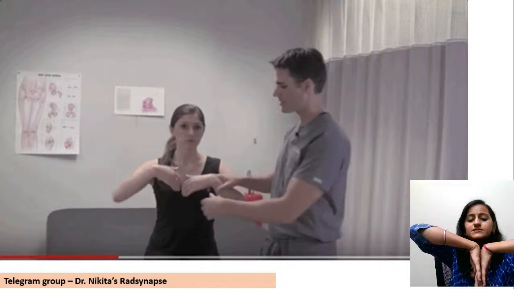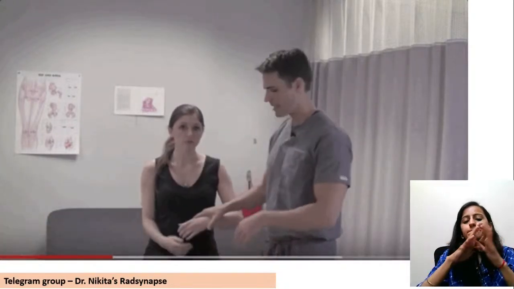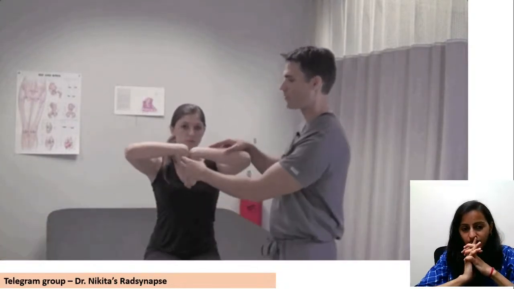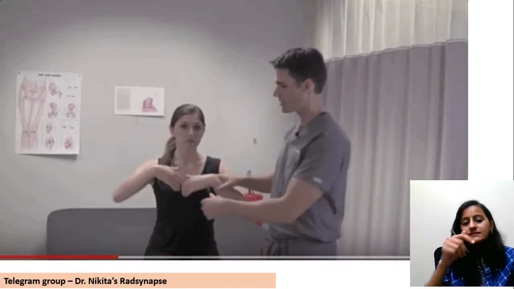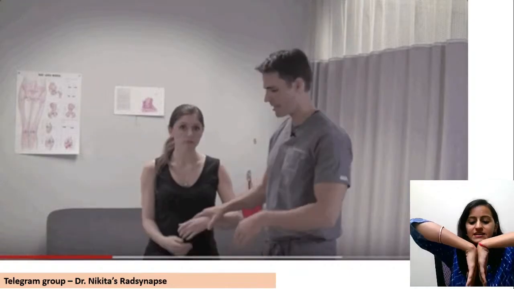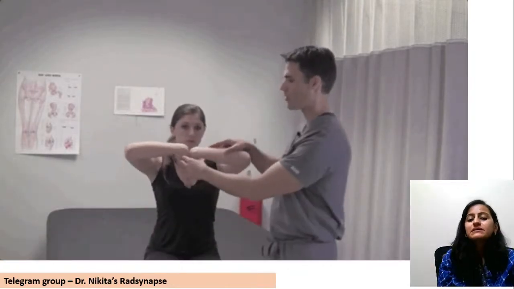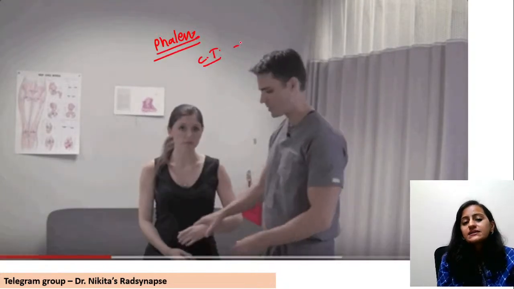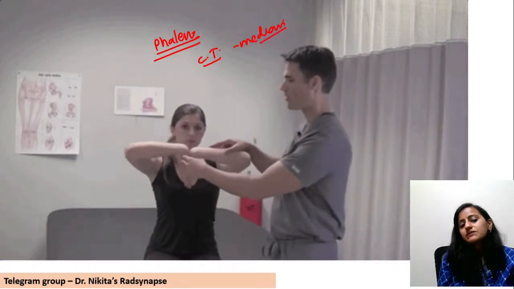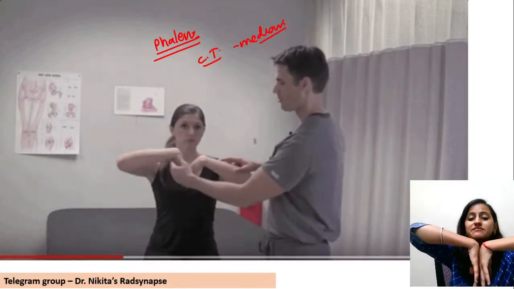Okay, look at this test. What test is this? This is the Phalen test, right? Basically for the carpal tunnel. Median nerve, this is the Phalen test. Phalen test for the carpal tunnel, that is the median nerve compression. Very, very important. This is the Phalen.